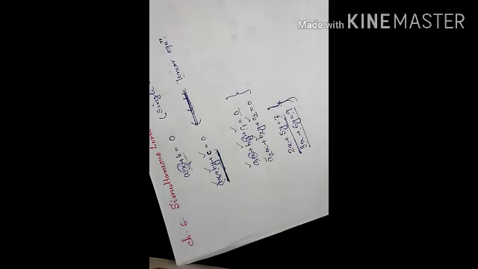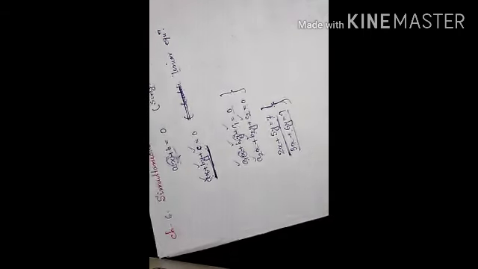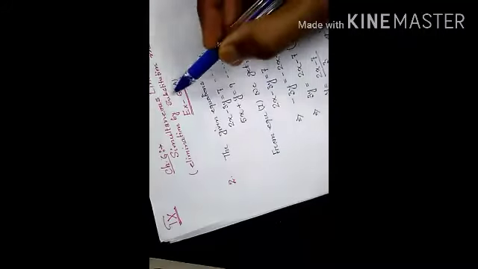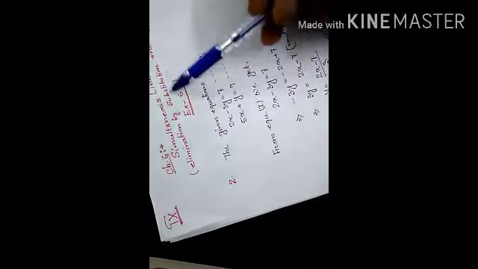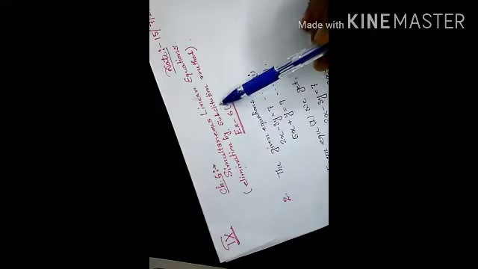Now how will we solve this? Remember, there are three methods to solve this kind of equation. First one is elimination by substitution. Second one, elimination by equating coefficients. And third one is by cross multiplication. Today we will learn the method elimination by substitution.